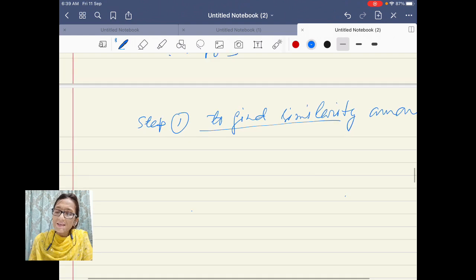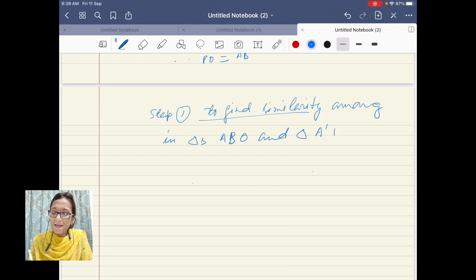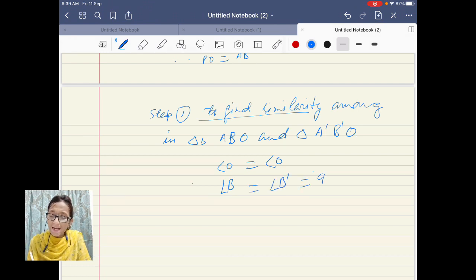Step 1, to find similarities among the triangles. So in triangle ABO and triangle A'B'O, we have angle O is equal to angle O. Vertically opposite angles are the same. And you will find that the angle made at B is equal to the angle made at B', that is equal to 90 degrees. Therefore, since the two angles are the same, triangle ABO is similar to triangle A'B'O.